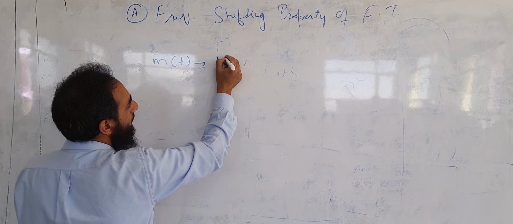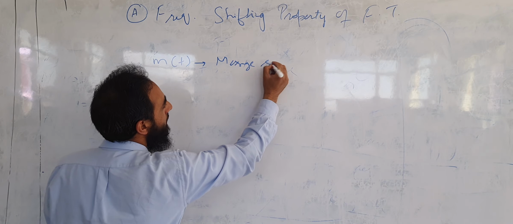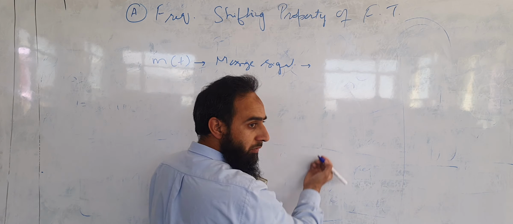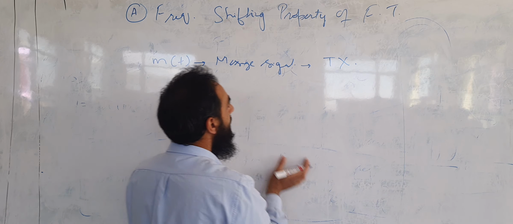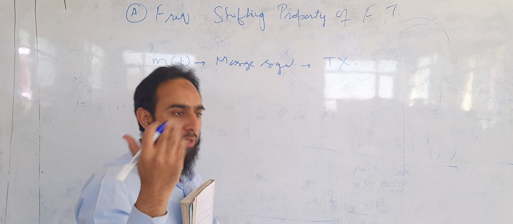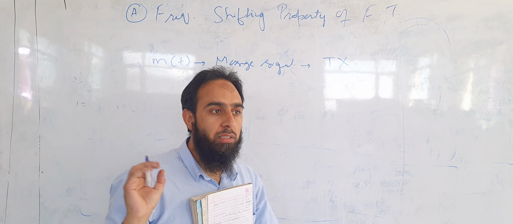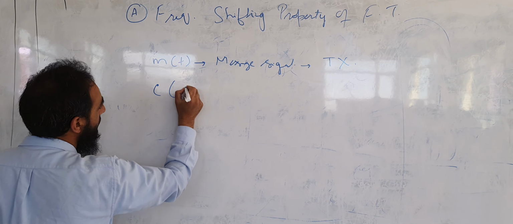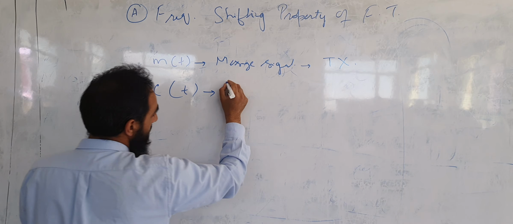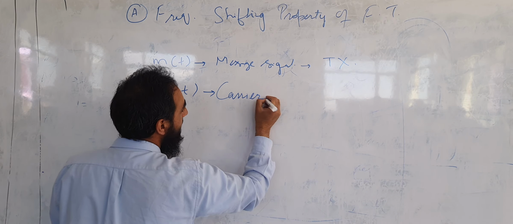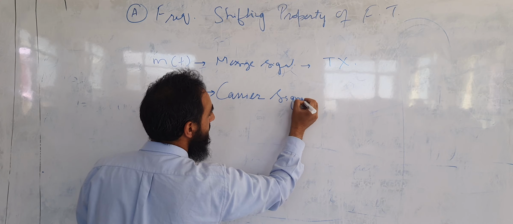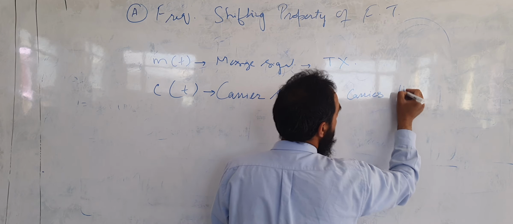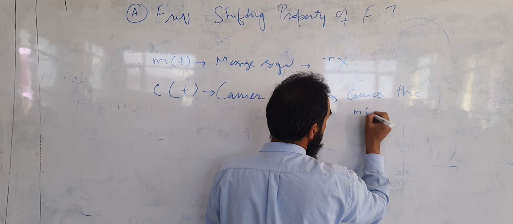This is the message signal, and message signal is actually that signal which we are trying to transmit, or which is the targeted signal that should reach the destination. There is another signal called as C of t, which happens to be the carrier signal, which in a way carries the M of t.